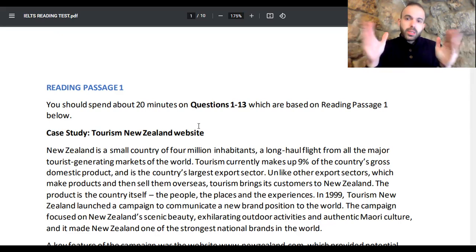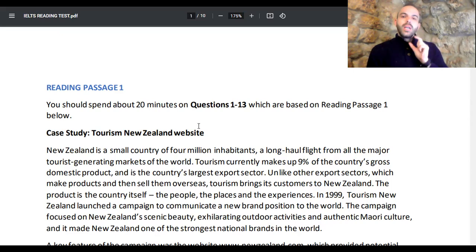Some candidates might just follow the instructions here and take 20 minutes for every single passage. Don't do that, because reading passage 1 is not as difficult as reading passage 2, and reading passage 2 is not as difficult as reading passage 3. So try to finish reading passage 1 and reading passage 2 in about 32 minutes. So you would give more time for reading passage 3, because I want to show you the question types in the passages to be able to understand what I'm talking about.